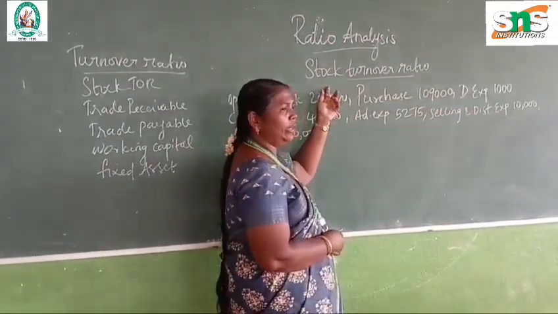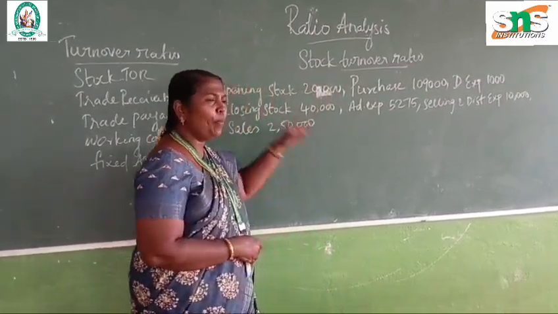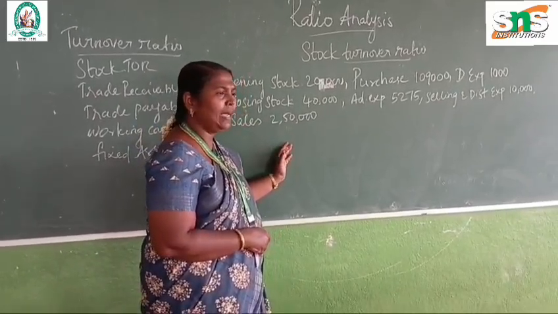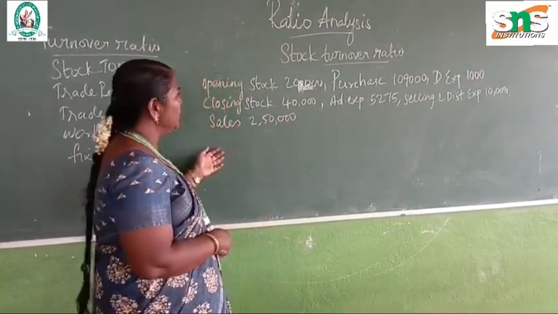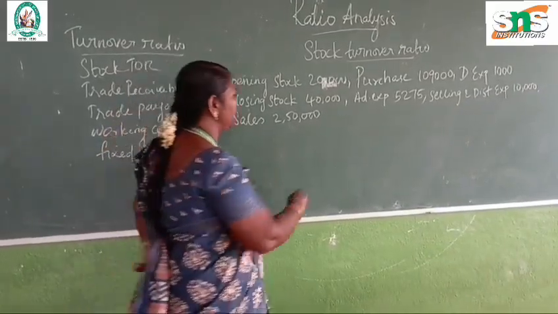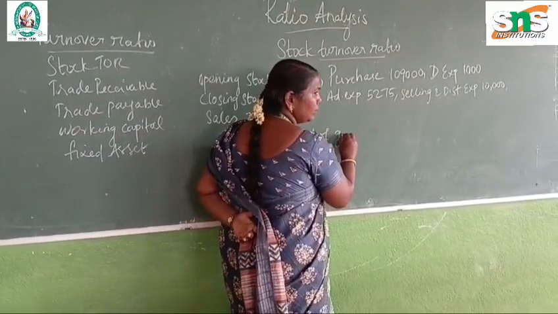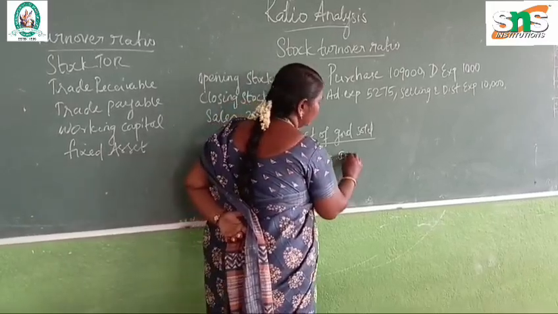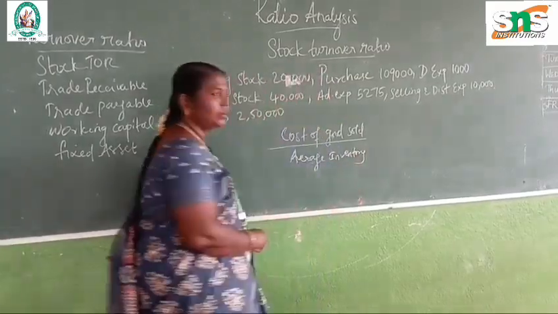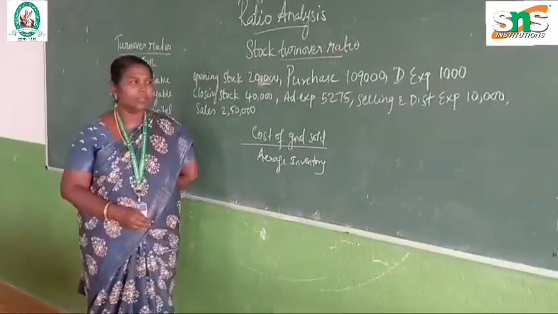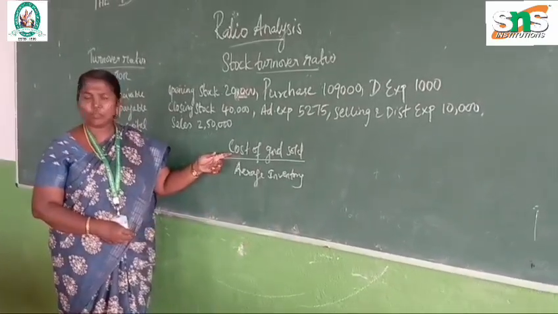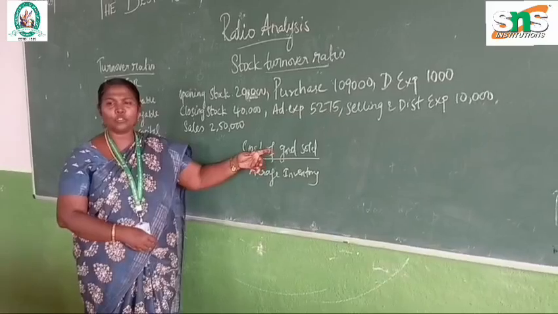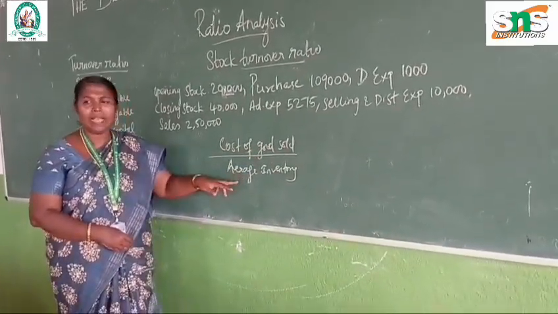Now we see the stock turnover ratio. Stock, that is the inventory, is the opening stock and the closing stock. The stock should be converted into cash. That is the turnover. The stock turnover ratio formula is cost of goods sold divided by average inventory. We know the meaning: the turnover is the cost of goods that should be sold or replaced, divided by the average inventory.